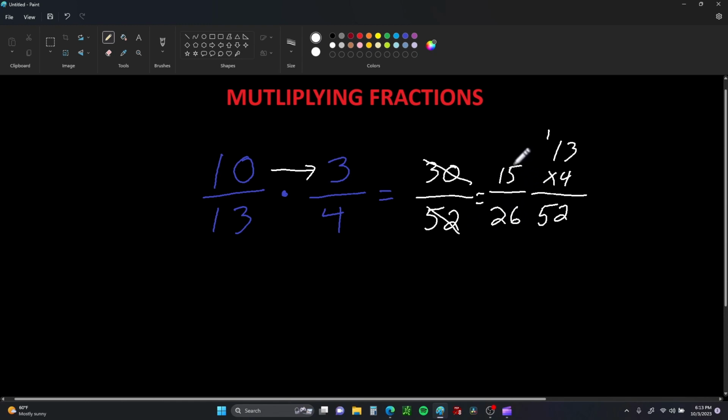Now, 15 is divisible by 3, but 26 is not, and I can tell it's not divisible by 3 because if I add 2 plus 6, I get 8, and if a number is divisible by 3, then adding up the digits would also be divisible by 3. So this is finalized, and that's our answer.